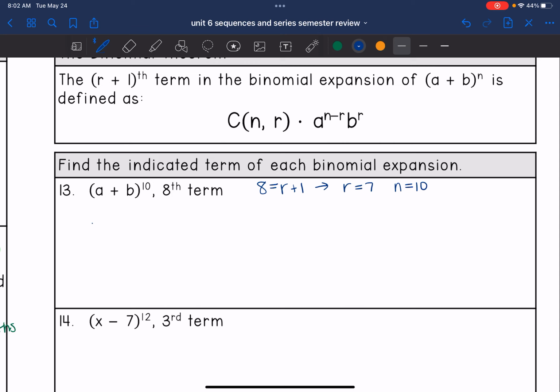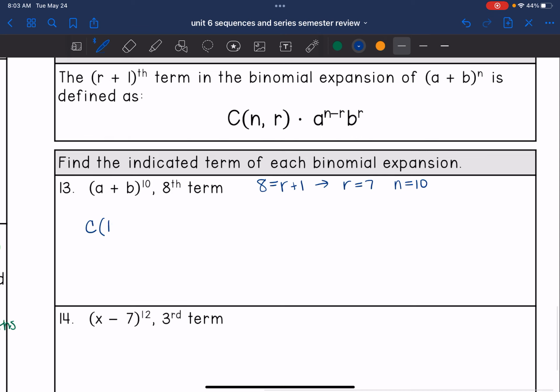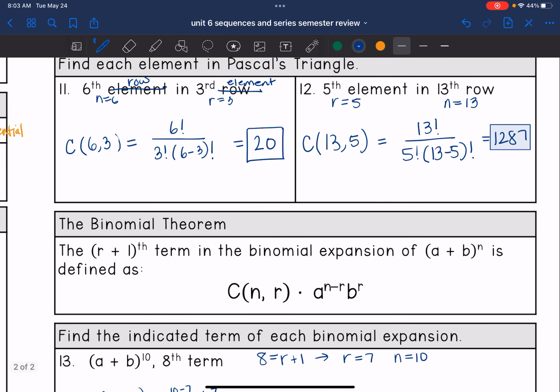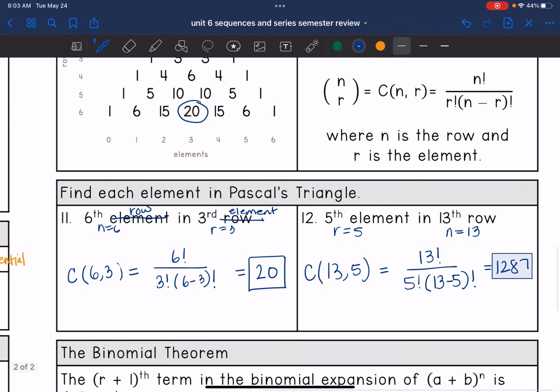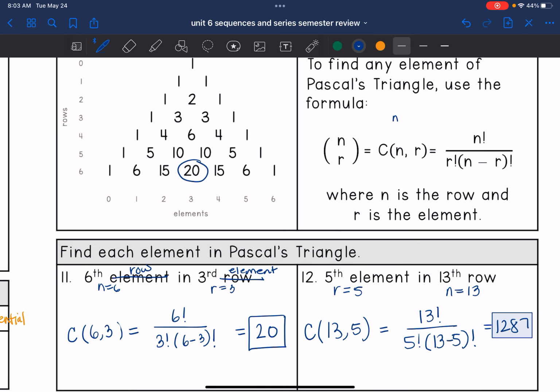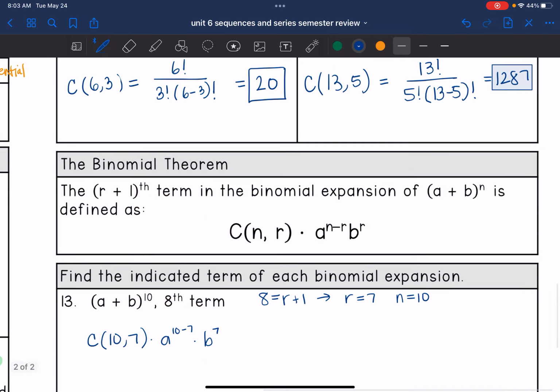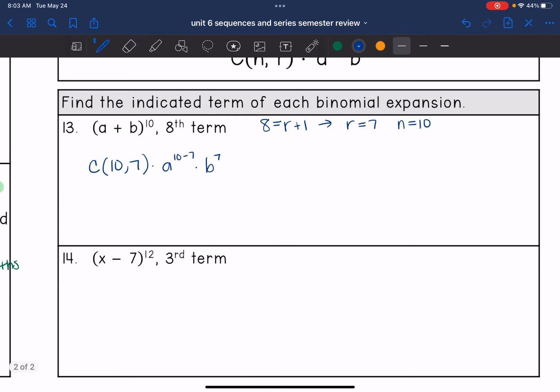Okay, so our formula is the combination 10, 7 times a to the 10 minus 7 and times b to the 7. So this right here actually becomes a number. You would use this formula that we have with the factorial, but it's even easier than that. Your calculator actually has a combination button. It might look like this with the C parentheses. It might look like this, where it's like capital C and the n r is on the sides. So it is a calculator button. So I'm going to cheat and use that.